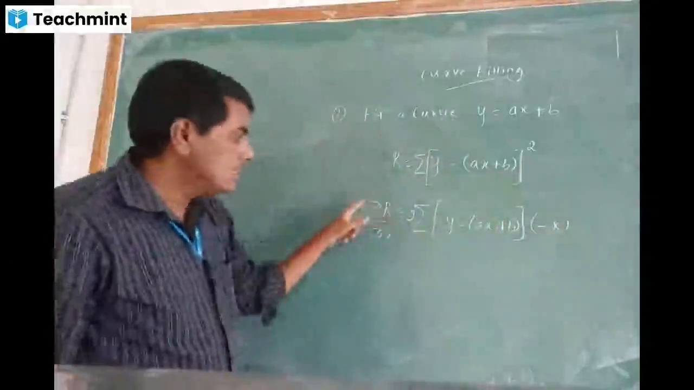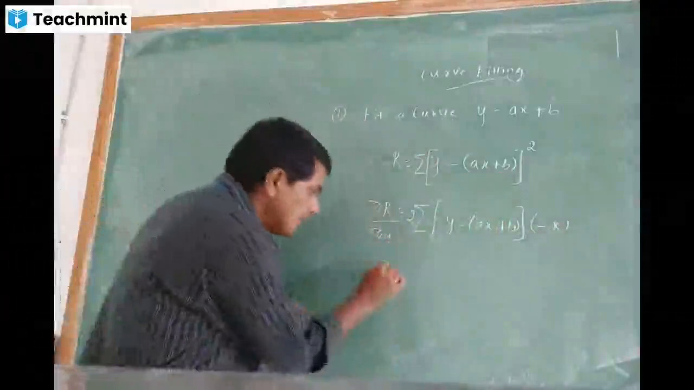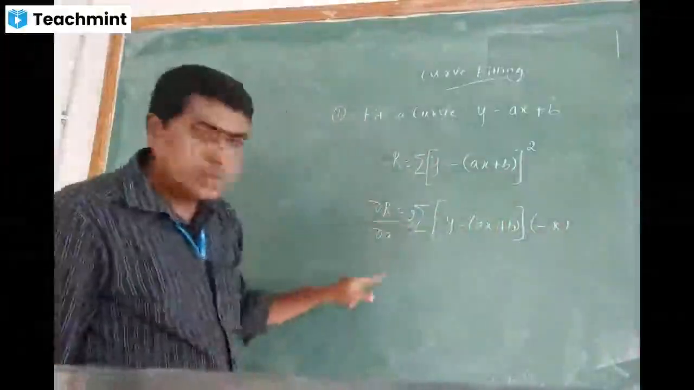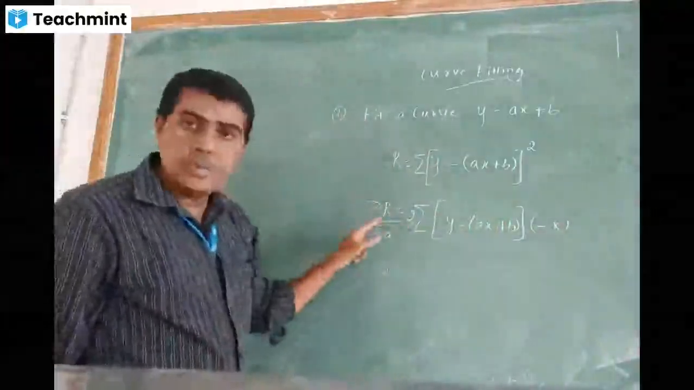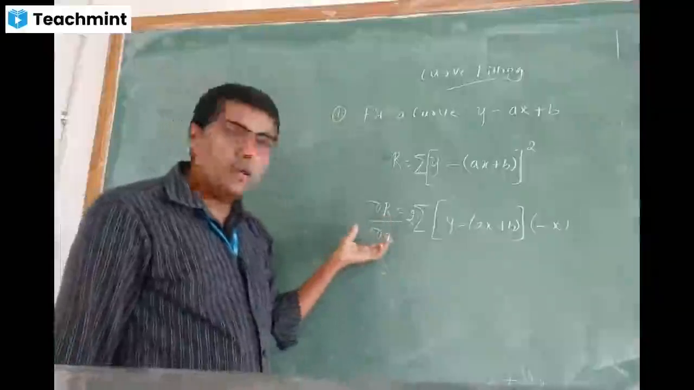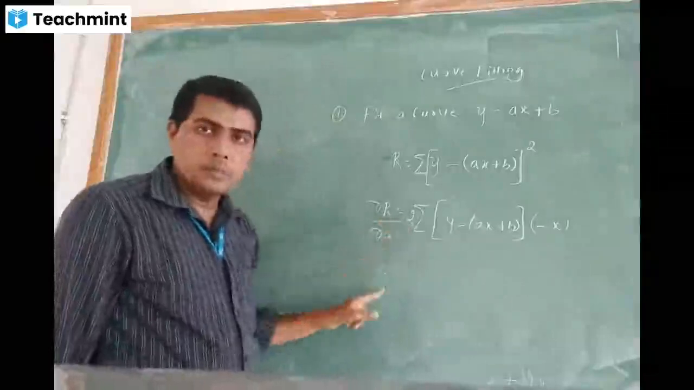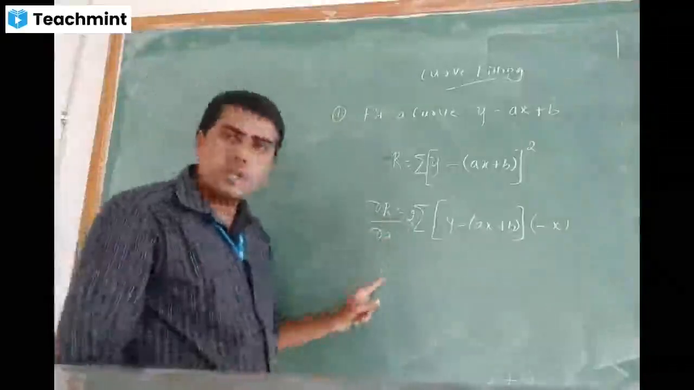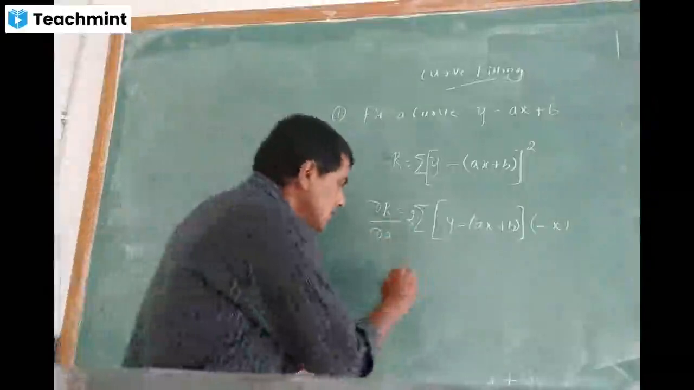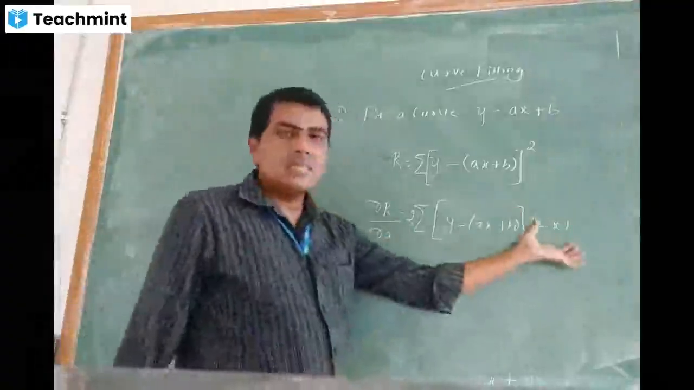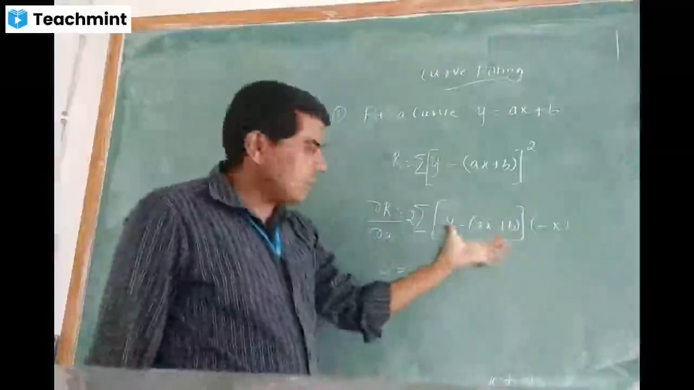Now this is the minimum, so for that reason I set del r by del a equal to 0, and the 2 goes to the denominator. So 0 by 2 is also 0. That is equal to this, with the minus x, and you can simplify inside, meaning you can multiply here.